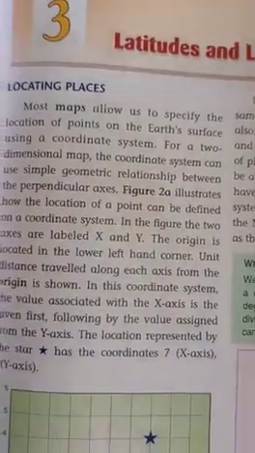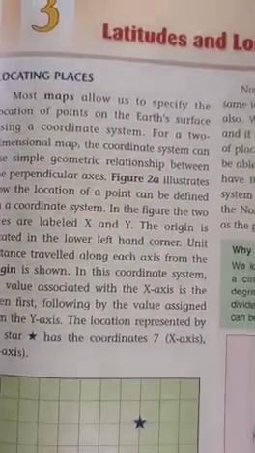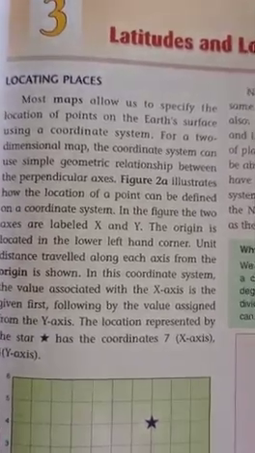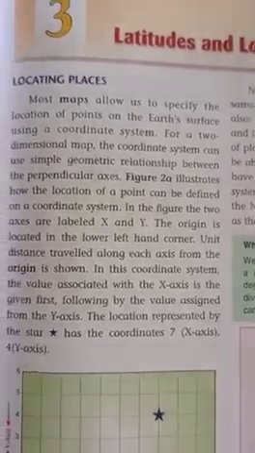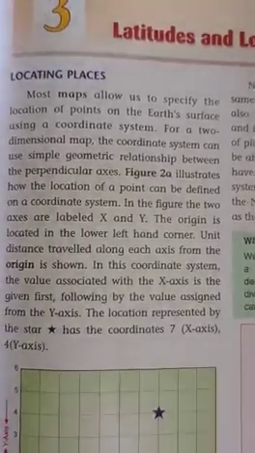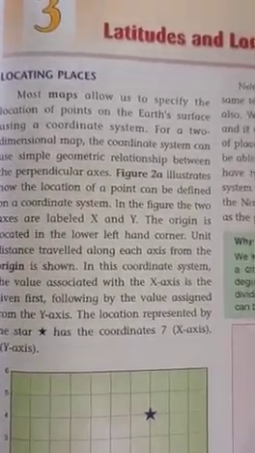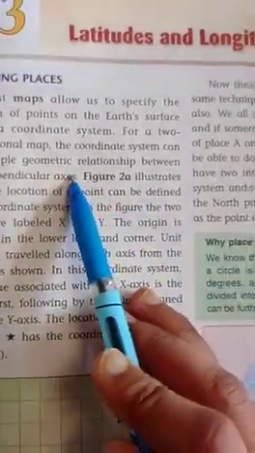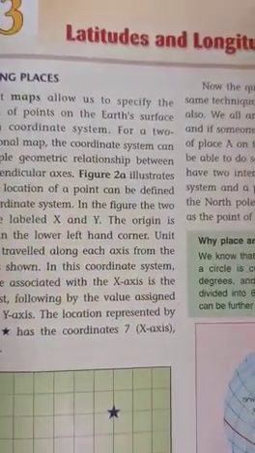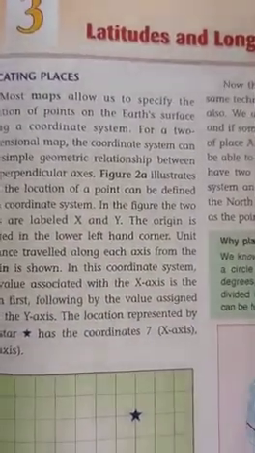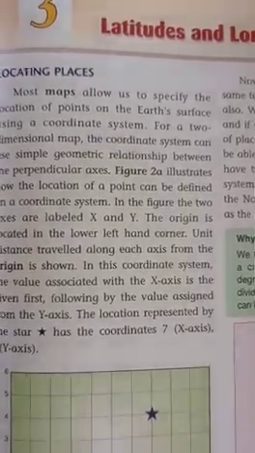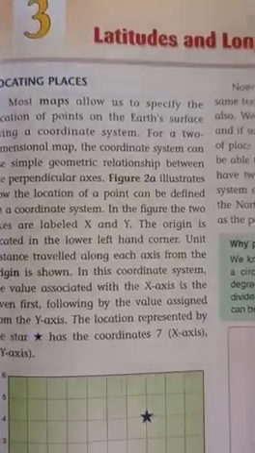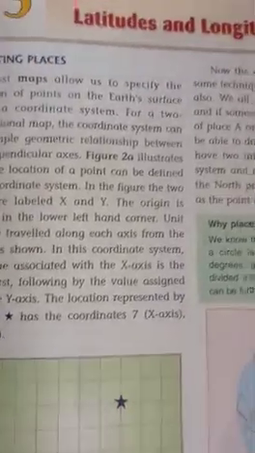Most maps allow us to specify the location of points on the earth's surface using a coordinate system. For a two-dimensional map, the coordinate system can use simple geometric relationships between perpendicular axes. Here, the axis is an imaginary line joining the two poles, for example the North Pole and the South Pole. So firstly, I will tell you, on the basis of the Earth, the meaning of latitudes and longitudes.